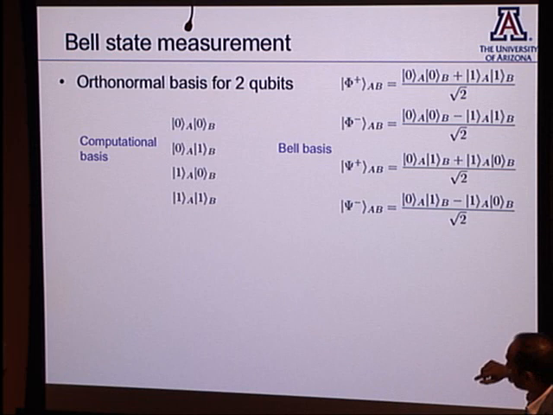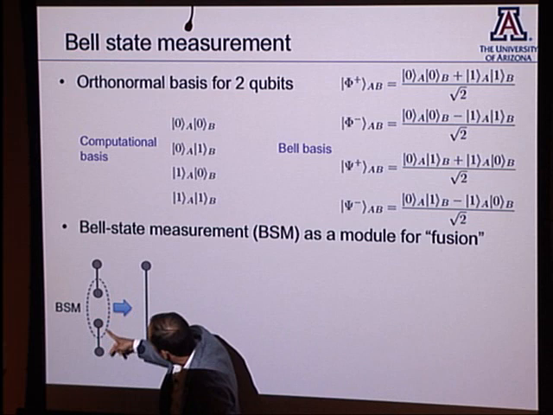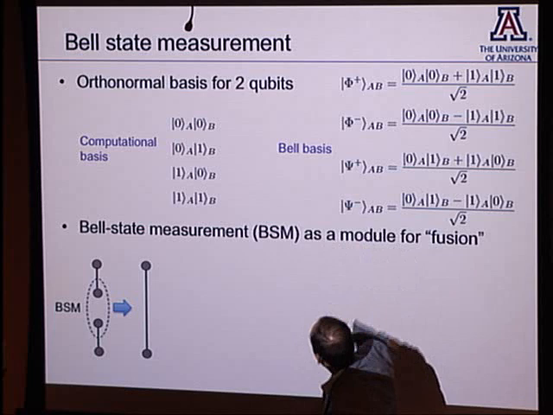But interestingly, if I use this Bell state measurement to make a measurement on these two qubits, which are individually entangled with their pairs. So these are two Bell states, and I do this Bell measurement. Once I do the measurement, obviously these two qubits are gone, but these two qubits get entangled in one of these four Bell states, right?